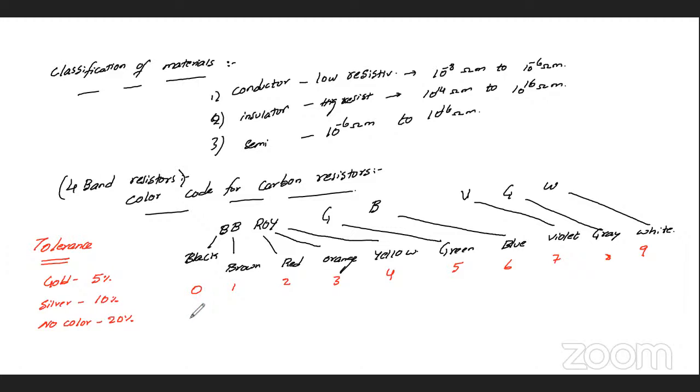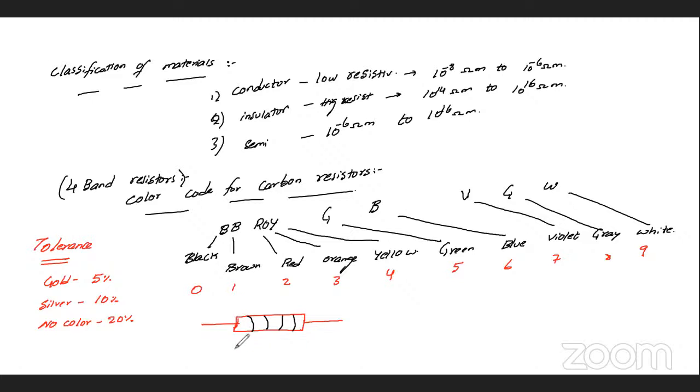Now a small example with the 4 color combinations I discussed. This is your resistor. Remember when we discussed the resistor's construction, there are 2 metal terminals, the metal contacts. It can be positive or negative, so current can flow in either direction. This is the carbon material, and these are the 4 bands: 1, 2, 3, and 4. This is the cylindrical structure.